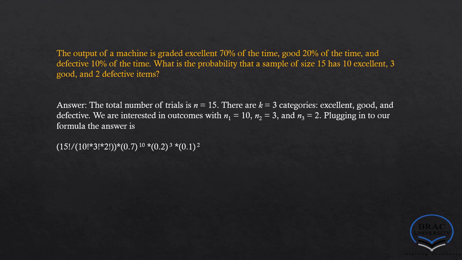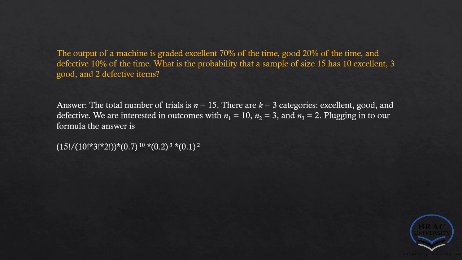The output of a machine is graded excellent 70% of the time, good 20% of the time, and defective 10% of the time. What is the probability that a sample of size 15 has 10 excellent, 3 good, and 2 defective items? So the total number of trials here is 15. We want 10 excellent, 3 good, and 2 defective items. So 15 factorial divided by 10 factorial, 3 factorial, and 2 factorial.